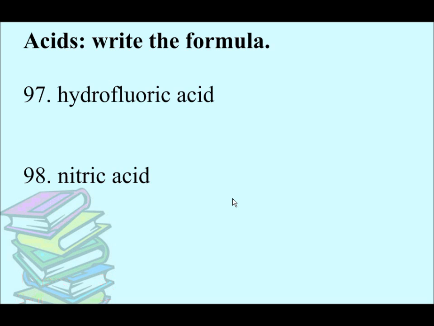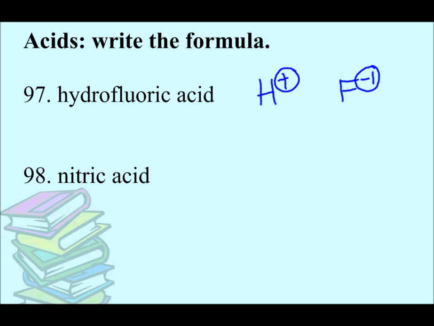For everything else other than molecular compounds, you have to crisscross oxidation numbers in order to write the formula. So for example, hydrofluoric acid. Well, we always know that the cation is hydrogen, and it's H plus 1. Well, it's fluoric, so I know that fluorine is going to be the anion, and its charge is -1. And I'm just getting this off of the periodic table.